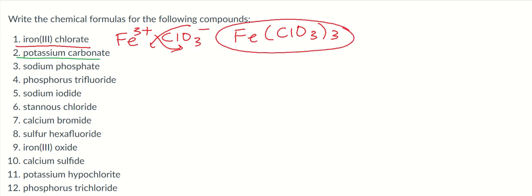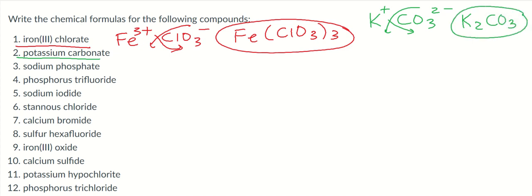So number 2, potassium carbonate, that's another ionic compound. Potassium is an alkali metal, so it has a 1 positive charge. Carbonate is a polyatomic ion with a 2 negative charge. I'm going to crisscross those numbers. And you don't need parentheses around this polyatomic ion because there's only one of them.